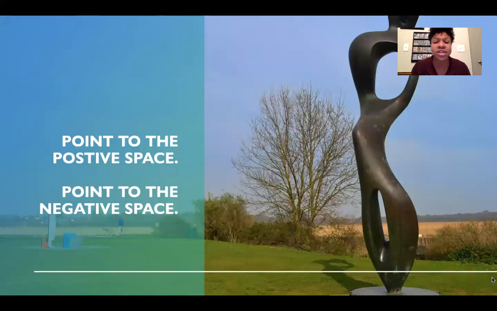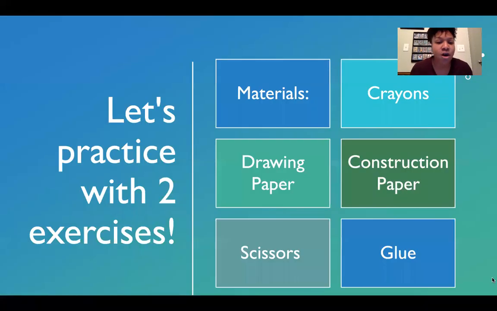Last one, I want you to take a look at this sculpture. It's kind of weird. It is also kind of cool. So, point to the negative space. Wherever you see negative space, I just want you to point at it right now. Good. All right, now I want you to point to the positive space that you see. Anything that's taking up positive space, I want you to point at it right now. Awesome. We're going to move on.